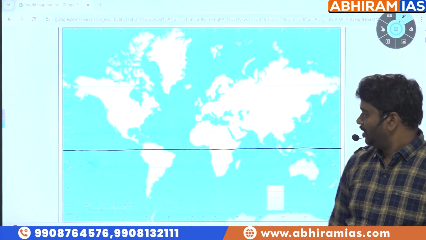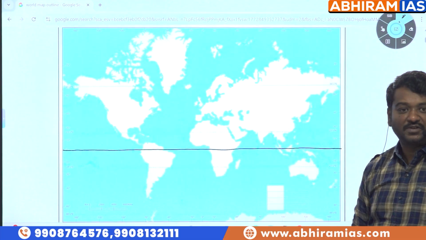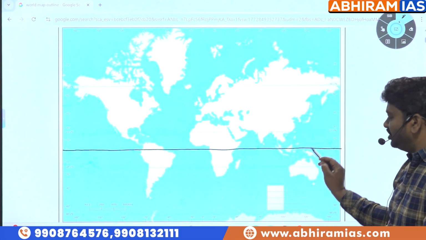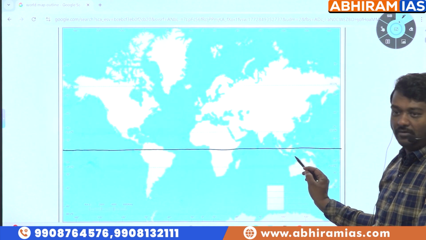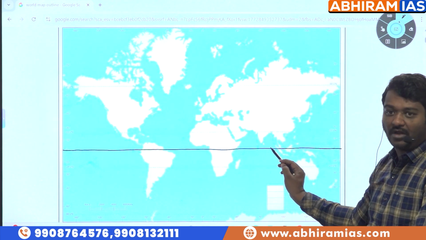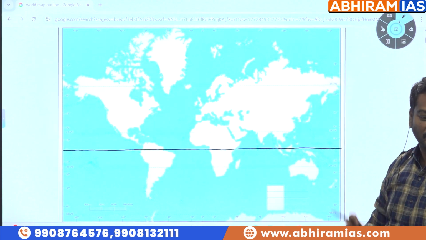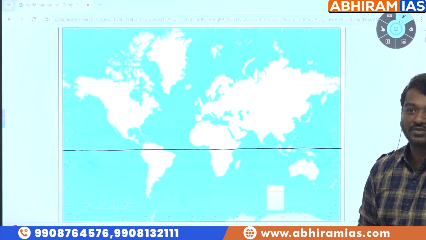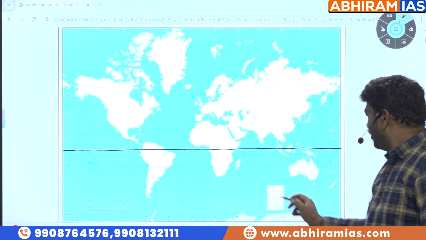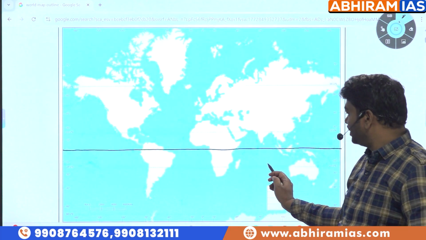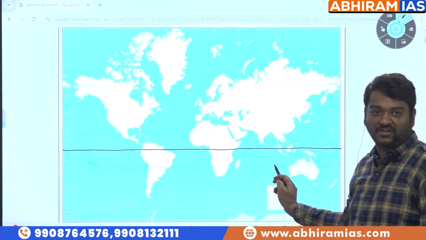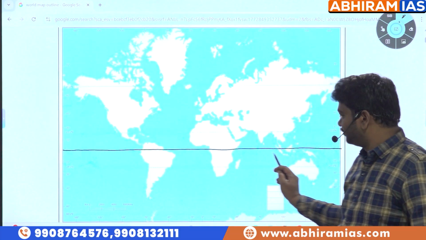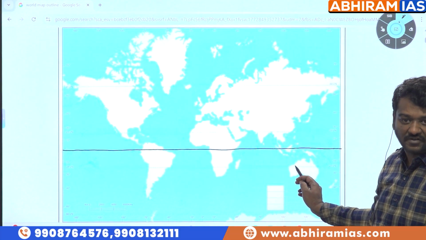Right? So the first important thing you must be aware of is which ocean we are talking about and which continents are on either side of the ocean. If you have that clarity, half of the work is done for ocean currents. For example, for the Indian Ocean, what is on the western side and what is on the eastern side becomes important. Africa is on the western side, Australia is on the eastern side.